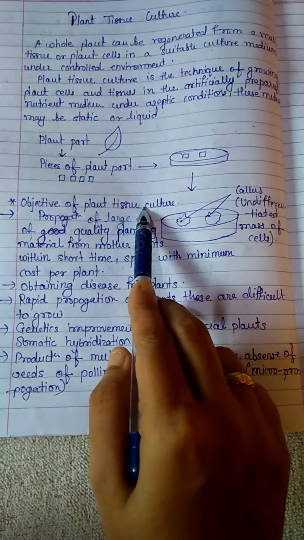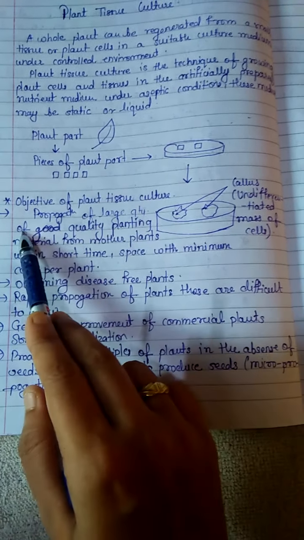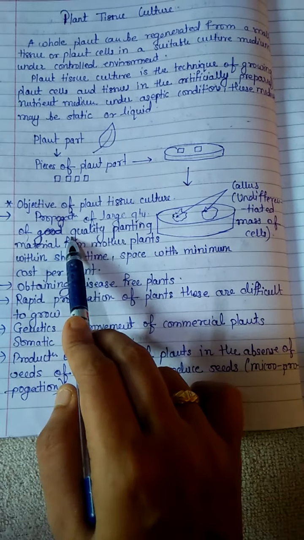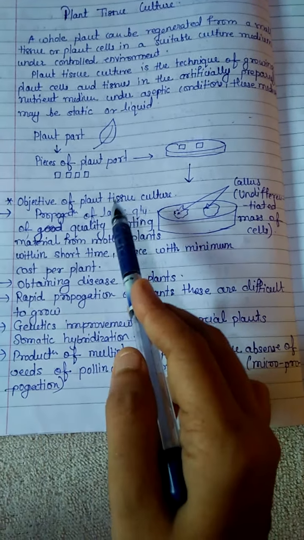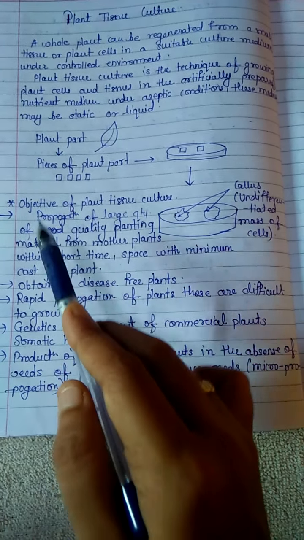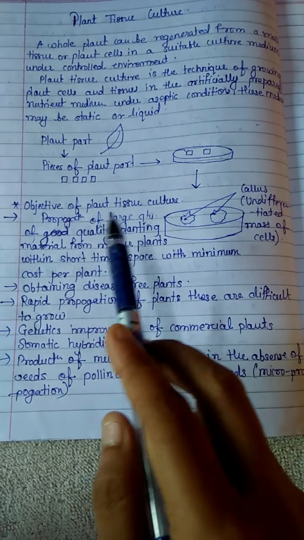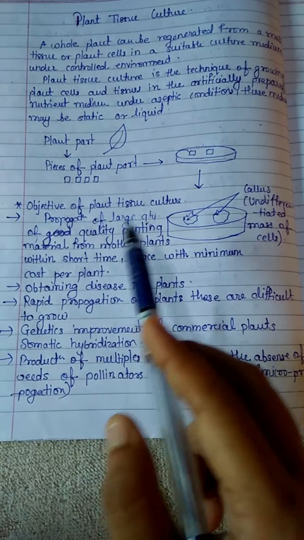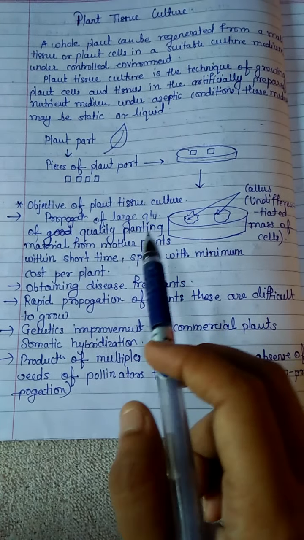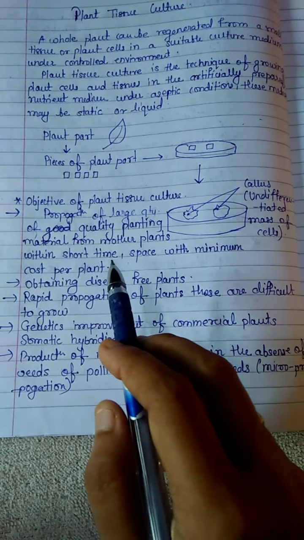Objectives of plant tissue culture. First, propagation of a large quantity of good quality plants. The quantity and quality will be greater than the previous plant tissue or plant cell. And this method is beneficial because it does not require a long time, it occurs within a short time. Space is minimum, cost is also minimum.